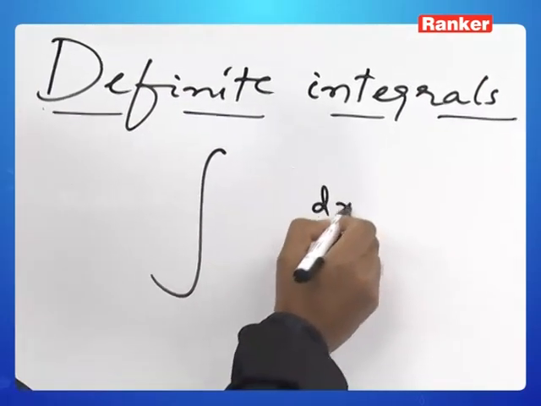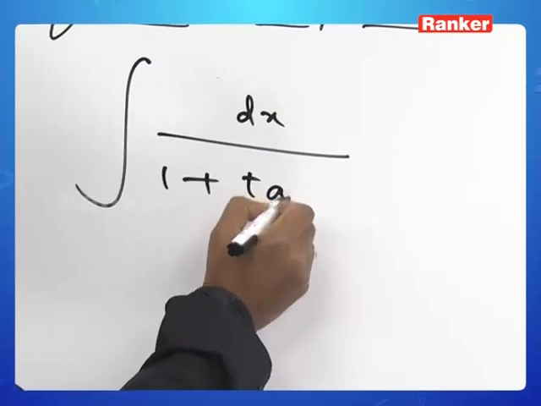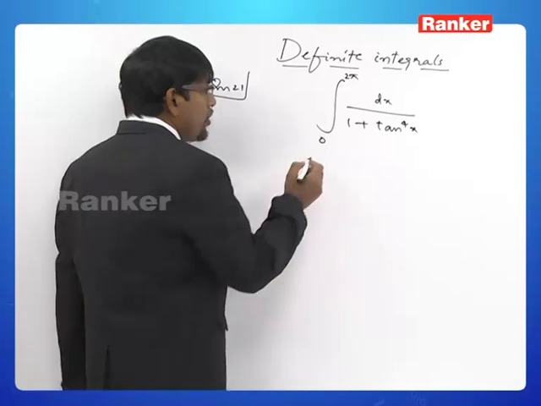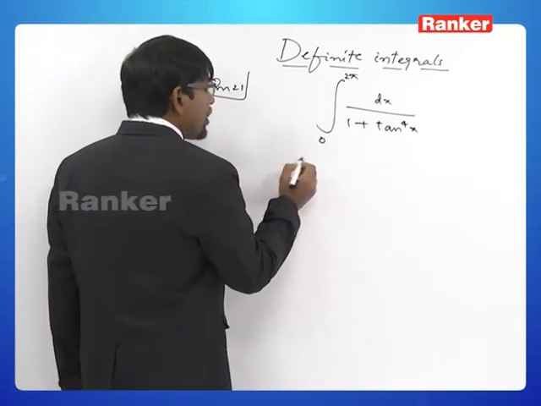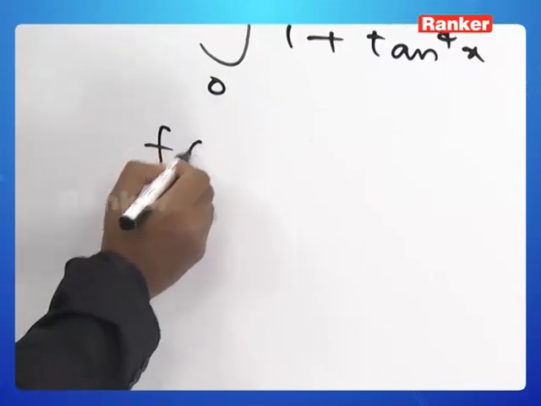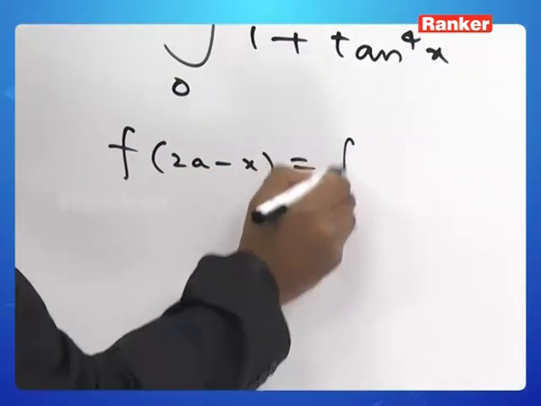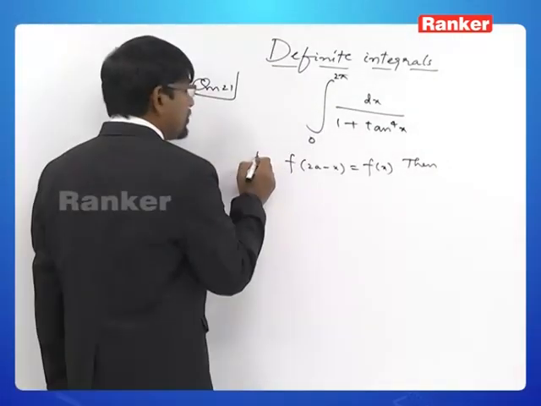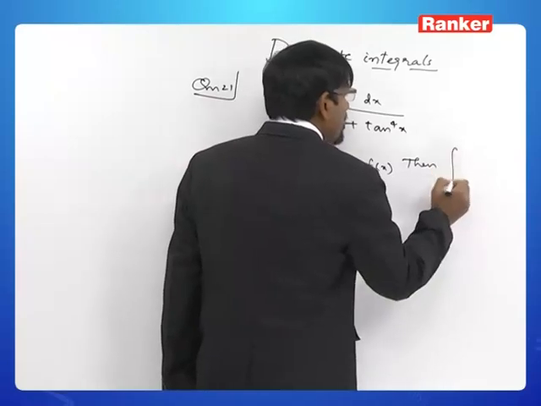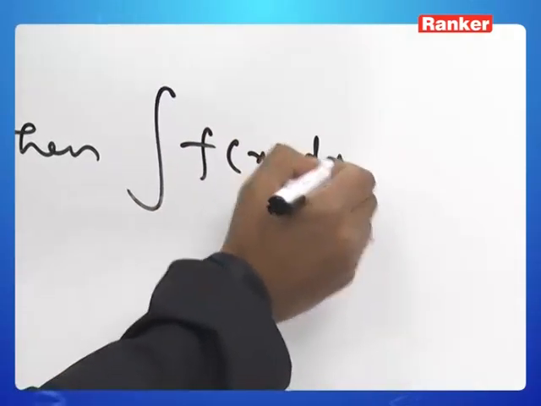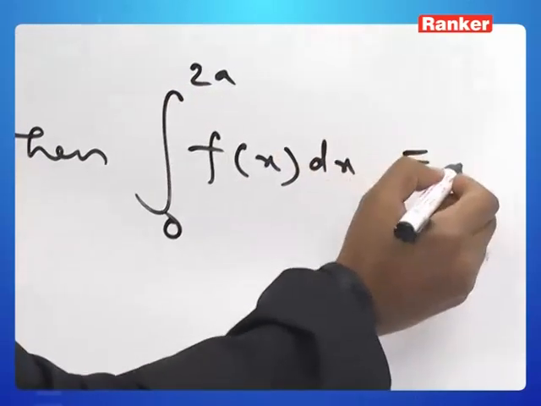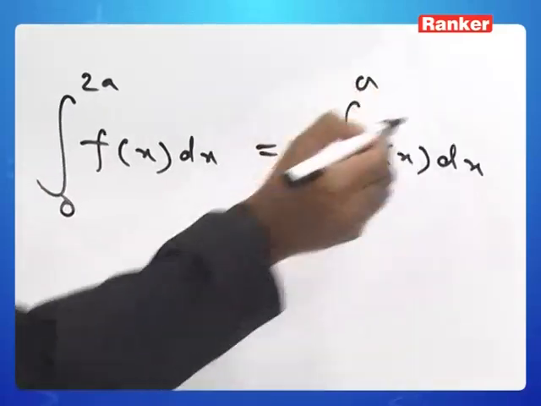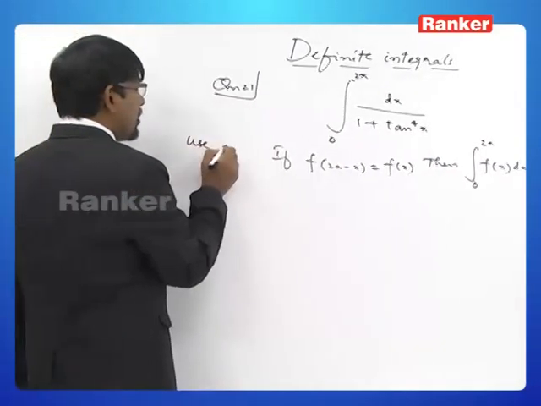Integral of 1 by 1 plus tan x power 4, 0 to 2 pi. Now, we will use this property that whenever f of 2a minus x is equal to f of x, then integral 0 to 2a of f of x is equal to 2 times the integral of f of x dx from 0 to a. Use this property.